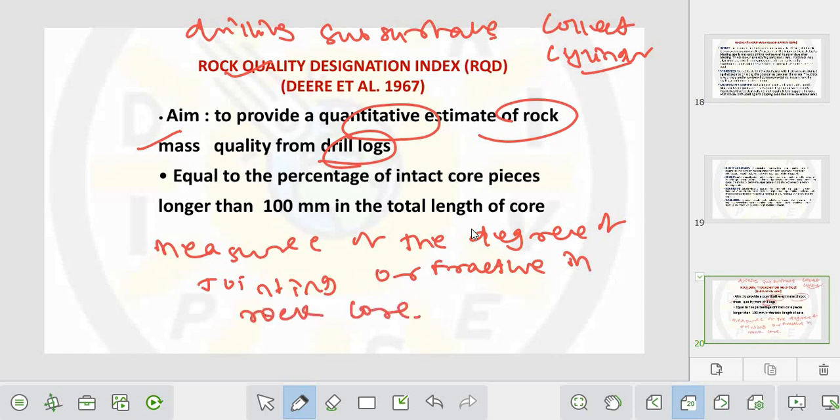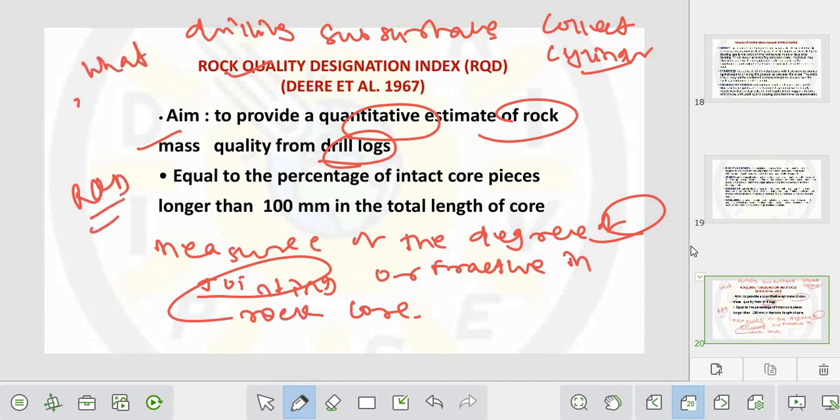ठीक है, when you bring the sample, you check whether this particular formation is jointed or not, or is there any discontinuity present in that particular formation or not. ठीक है, so to understand the degree of fracturing or jointing, RQD is very important. ठीक है, at what depth there will be some fracture or joint.